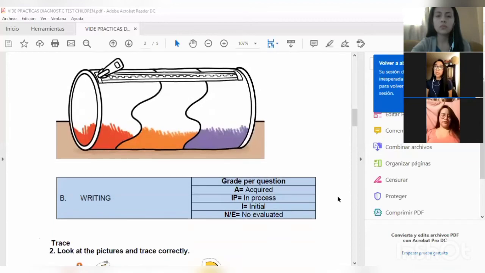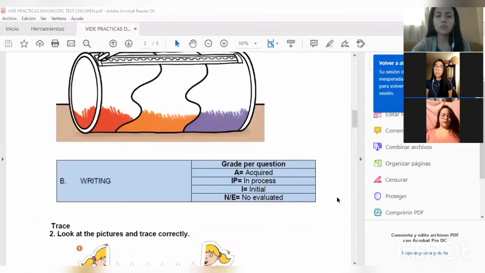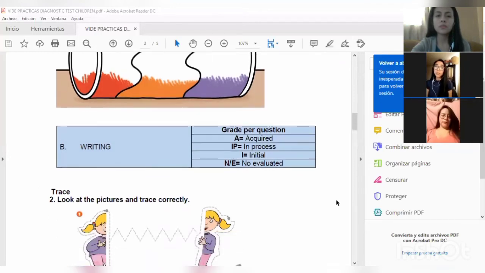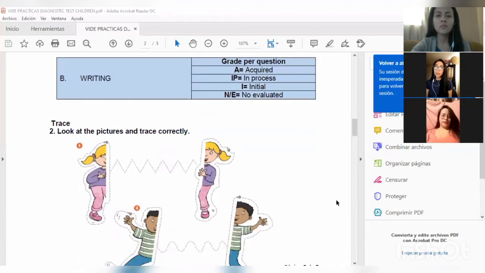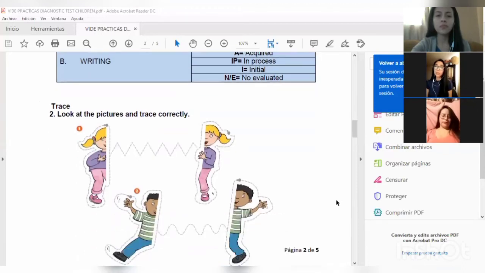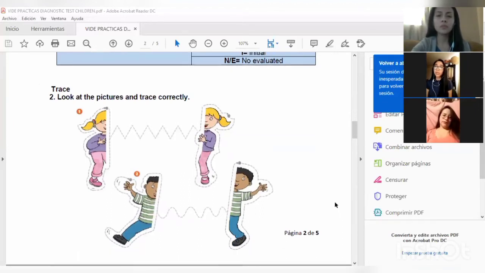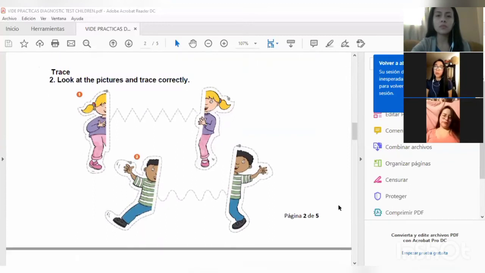So the next skill is writing. They actually don't write, but they have to trace something. We also have a table, grade per question: acquired, in process, initial, not evaluated. So they have to trace. Look at the pictures and trace correctly. For example, we have here: follow the periods. They have to go in a correct way, and not go outside the lines.